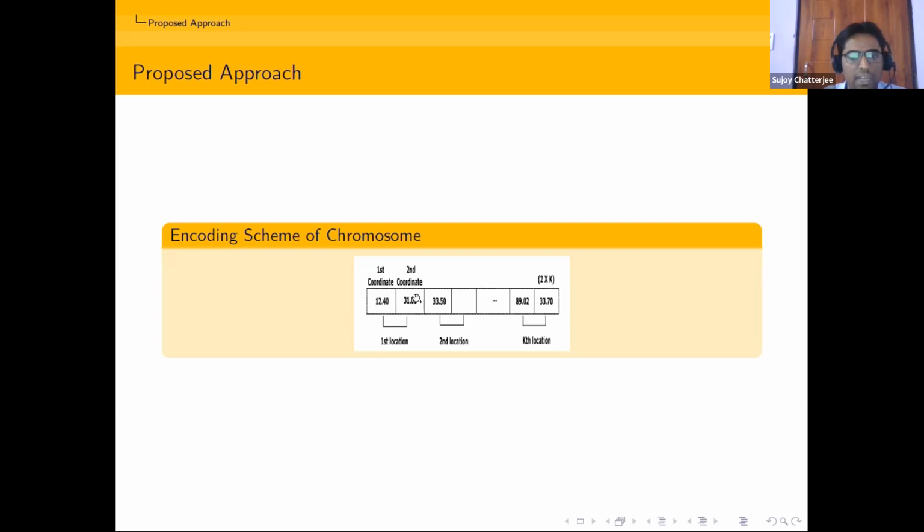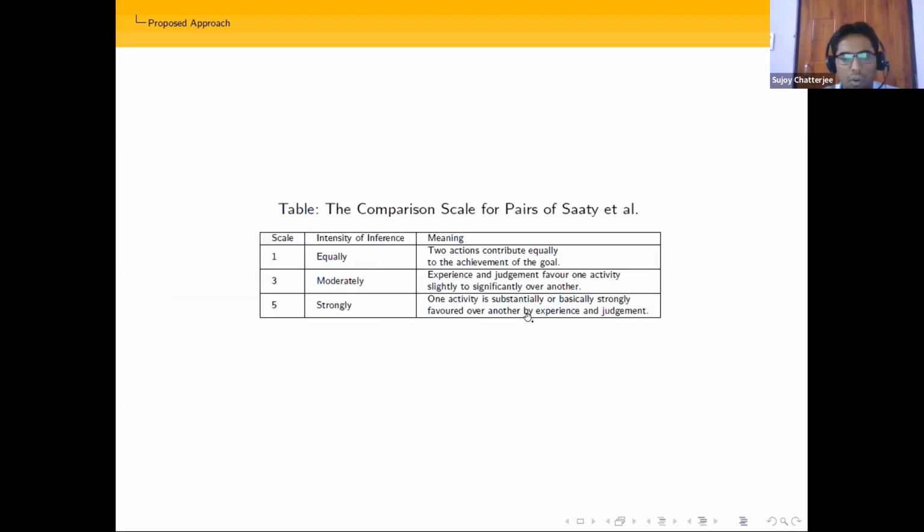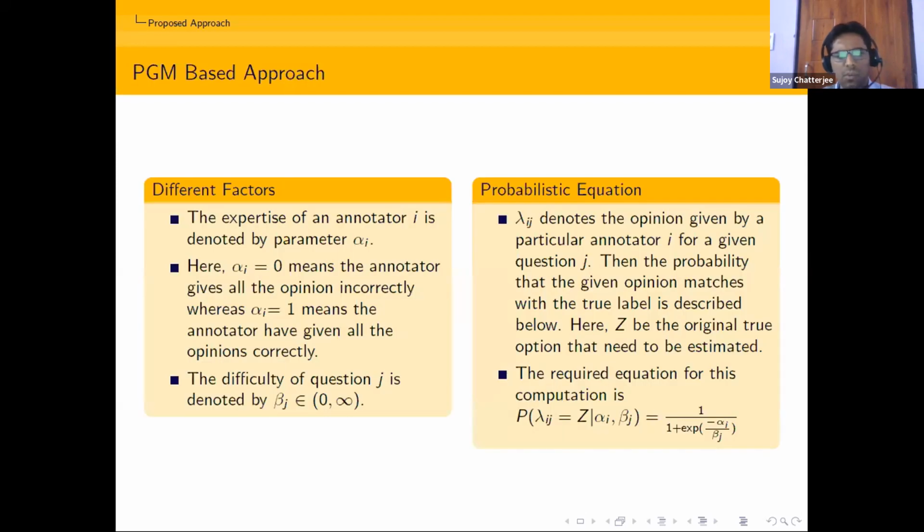That is the X coordinate, this is the second coordinate, that is the Y coordinate. And this is for the second location, this is for the kth location this way. I have already discussed this part. One approach is the PGM-based approach. There are some approaches available for different kinds of crowdsourced opinion to find the weight of a crowd worker. But this kind of approach will not work here because we don't have a defined option set. We have to define the option set.